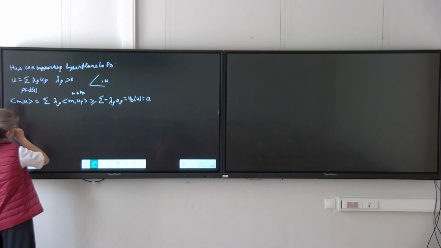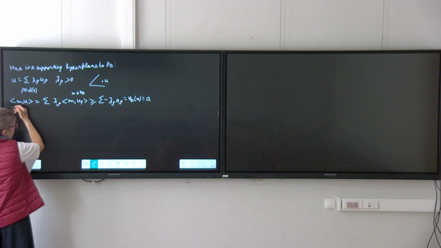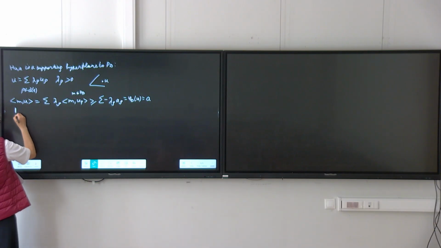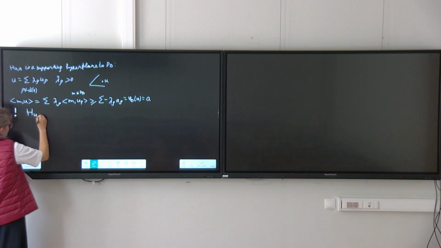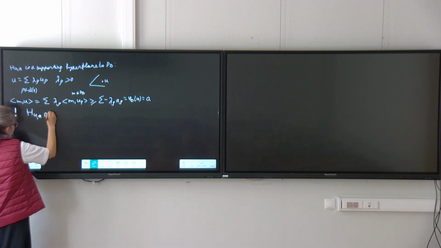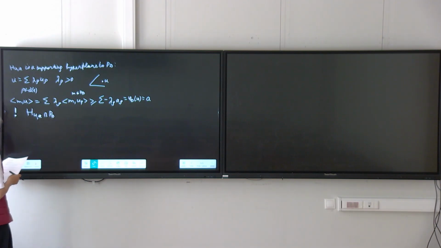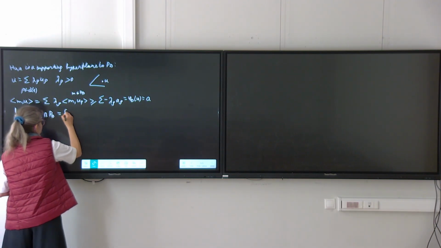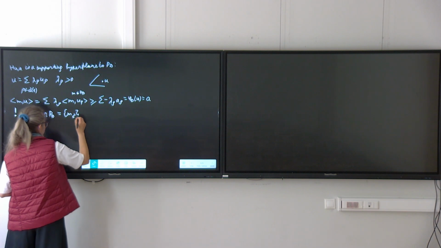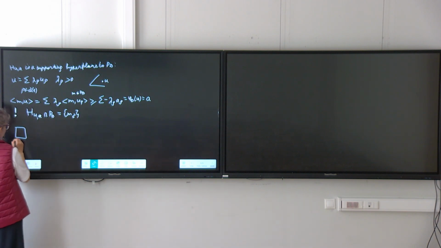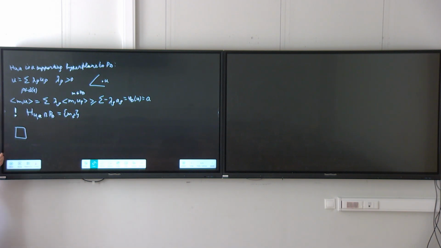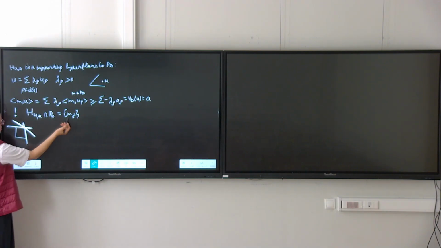And from this inequality, we can conclude that H_{U,A} intersected with P_D is the only point. So, for example, if this is our P_D, it can have many supporting hyperplanes. For example, this one is also a supporting hyperplane, and this one, and this one. These are all supporting hyperplanes. But I state that the intersection is the only point.